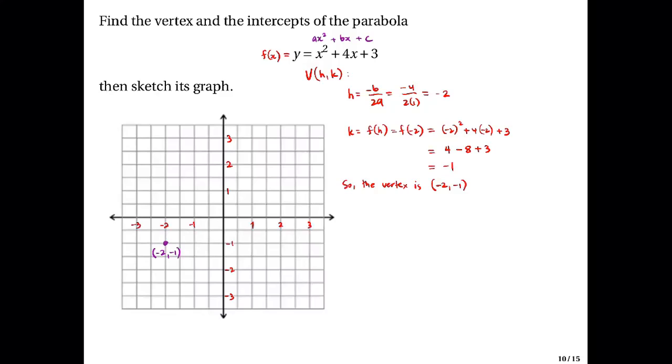Now, for the intercepts, let's start with the Y-intercept. For the Y-intercept, we let x equal 0. So y is just equal to 3. Okay? So the Y-intercept is 3. And the point 0, 3 will be on the graph. So it's this guy here. This is 0, 3.